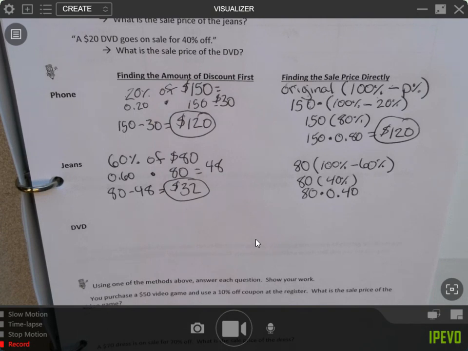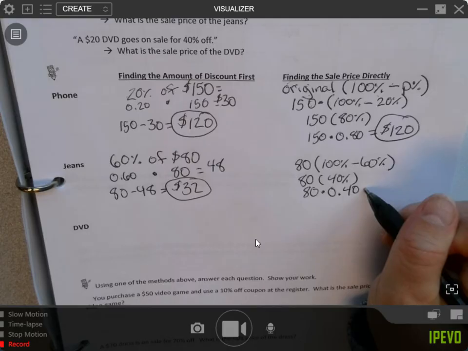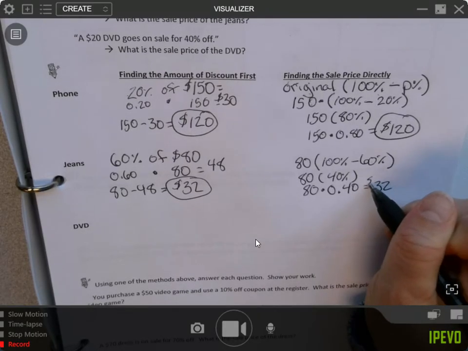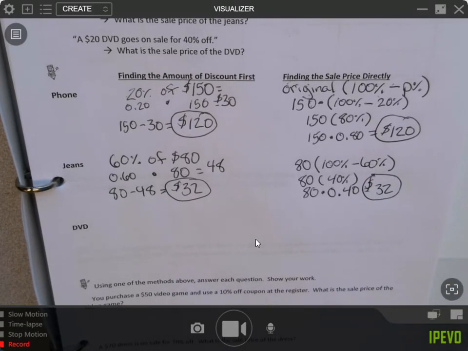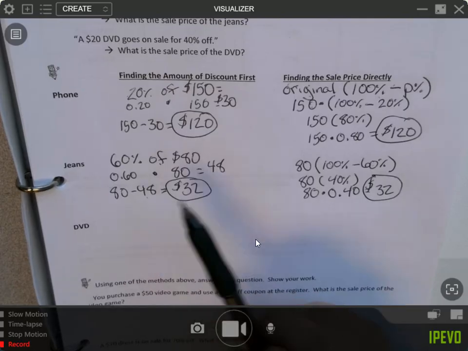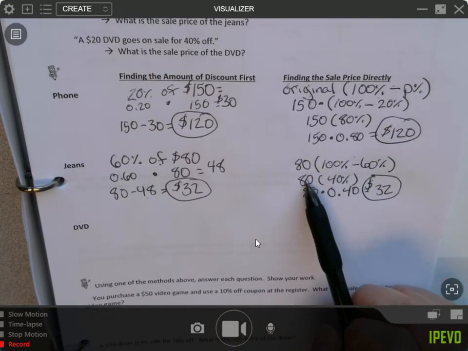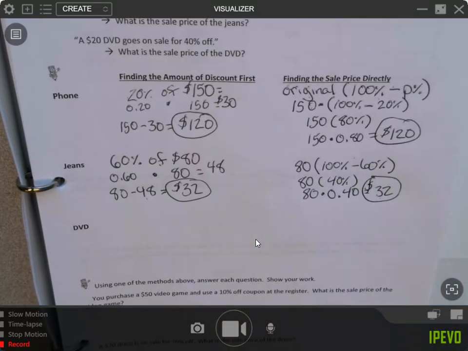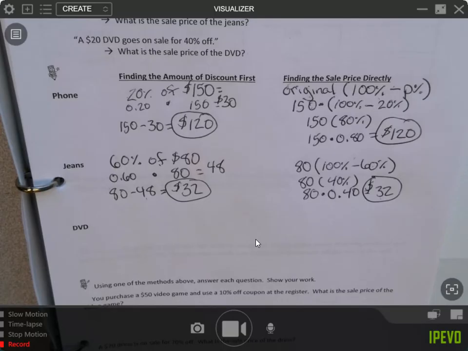What is 80 times 40%, Sophie? 32. So we get that same cost of our jeans. So like I said, you can multiply and then subtract, or you can subtract and then multiply. We get the same answer. So whichever one's making more sense to you, it's easier for you to remember those steps, you're going to use that way. We have one last one.